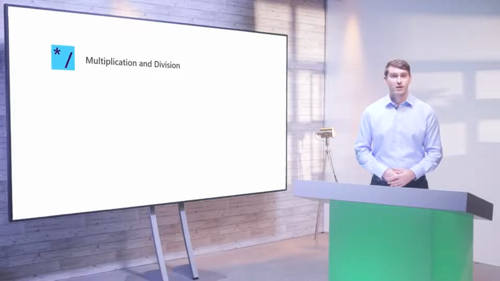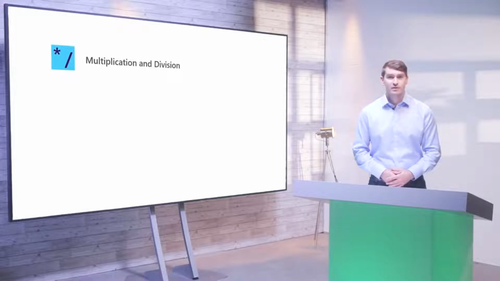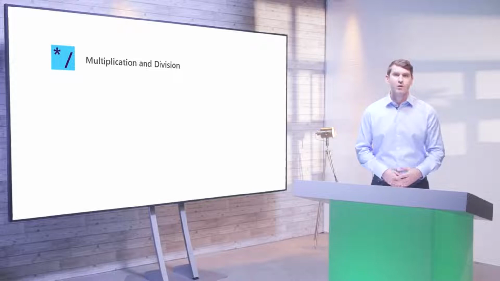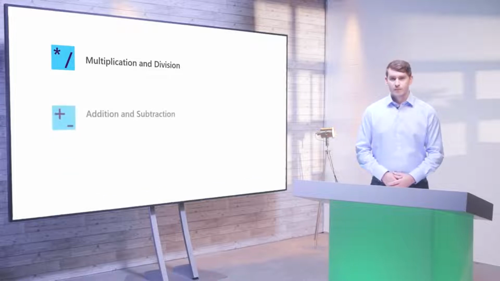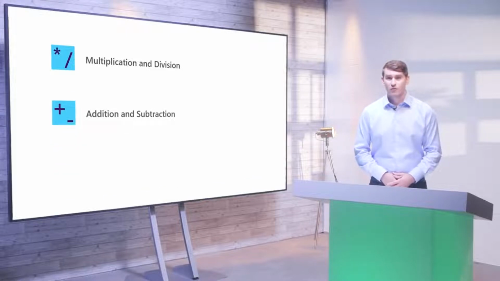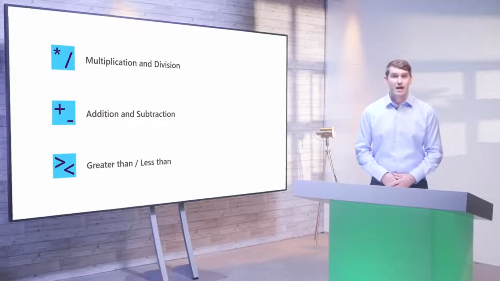Multiplication and division have higher priority than any other mathematical operator. But it's important to understand that they have equal priority to each other. For example, in the formula B1 multiplied by C5 divided by D10, Excel simply works from left to right. Addition and subtraction are next in overall priority, but again have equal precedence calculated from left to right. Greater than, less than have equal precedence calculated from left to right, but lowest priority overall.